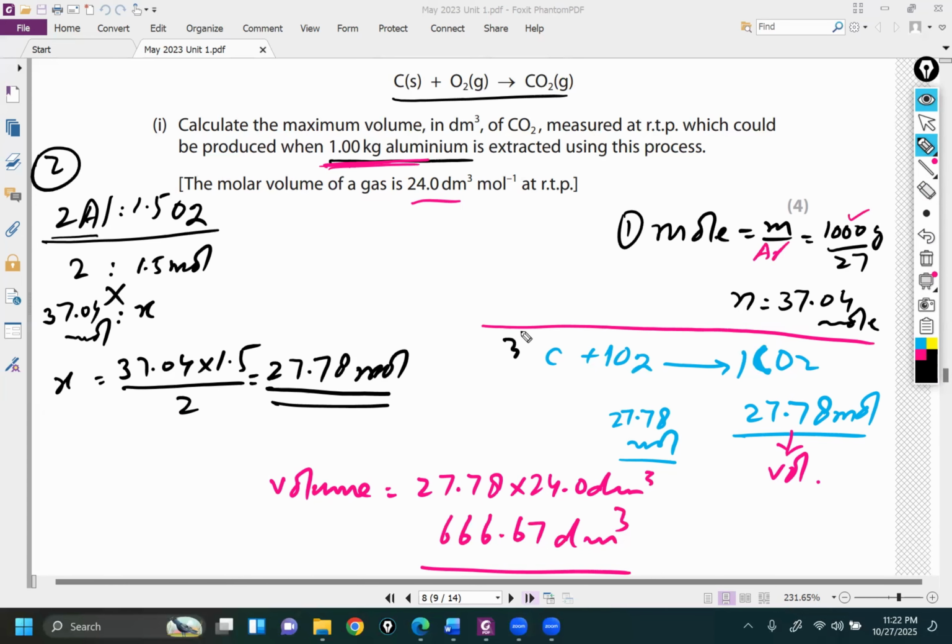Now, the third part. Let carbon react with oxygen, we get carbon dioxide. So they are in the ratio of 1:1. So if 27.78 moles of oxygen, it will produce 27.78 moles of carbon dioxide. And the last section, the fourth section, we have to change this into volume. Multiplying by molar volume, we can easily get the total volume of carbon dioxide produced during this process. So 4 steps and 4 marks.